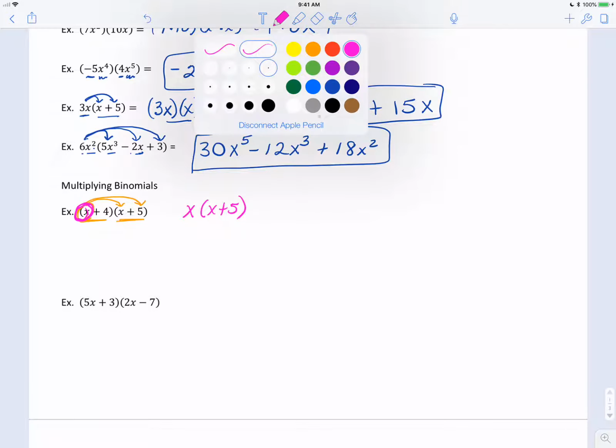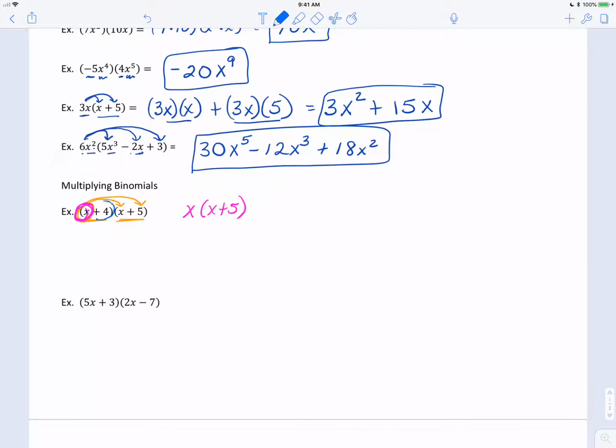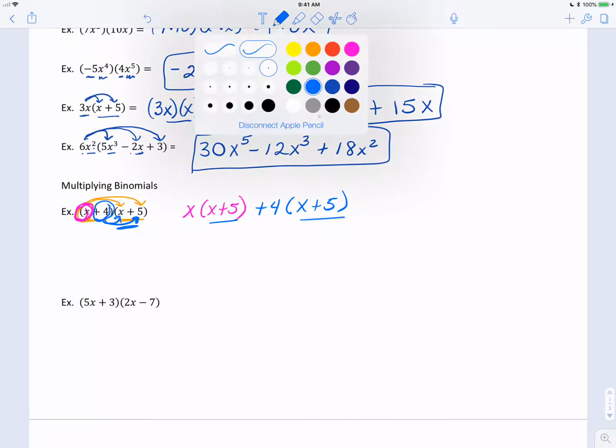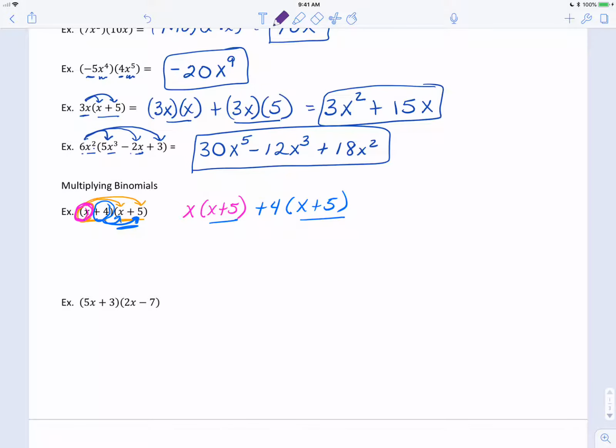Then we're going to take the plus 4 and multiply that times everything in the other binomial. Okay? So this binomial is this one and this one. We just had to split up the x and the 4 so that everything gets multiplied by everything. It's like we play tag with the first binomial. The first binomial has to play tag with everything in the second binomial. Okay, so let's distribute this out.